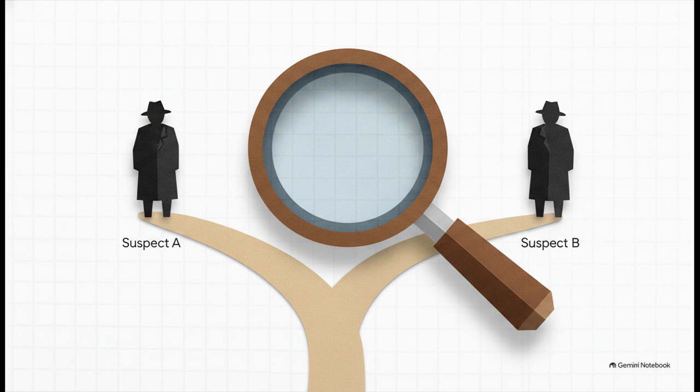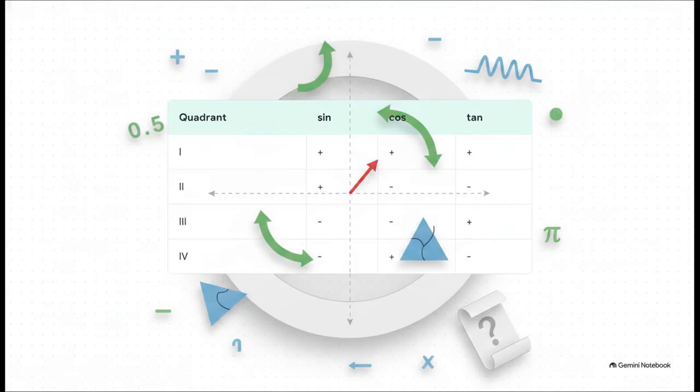Case closed, right? Actually, scratch that. You are totally wrong. Because in trigonometry, one clue can point to two completely different suspects. The angle is 30 degrees, but it's also 150 degrees. To understand why this happens, we have to think about the all-important quadrant sine chart.